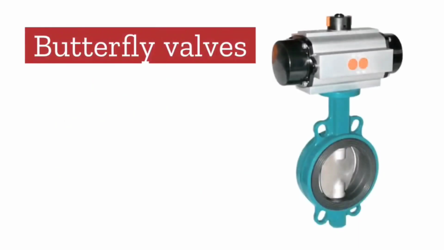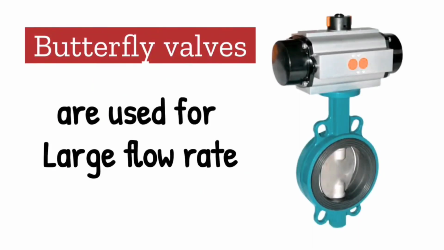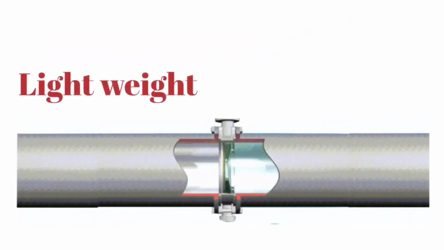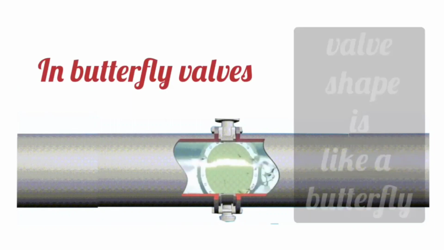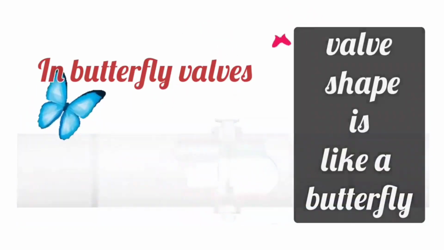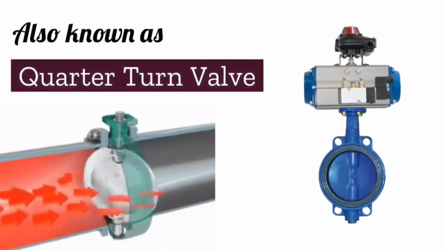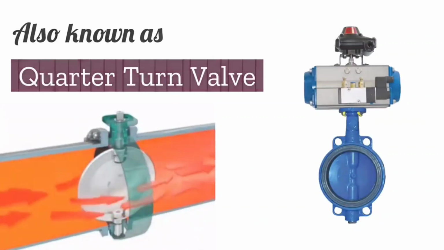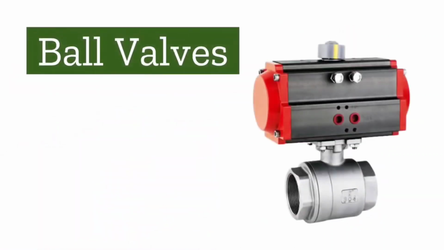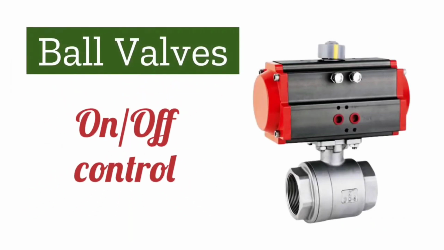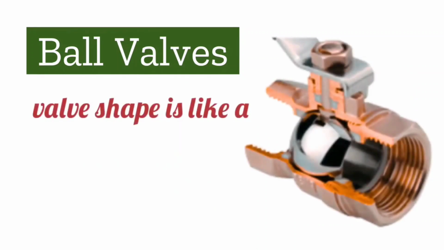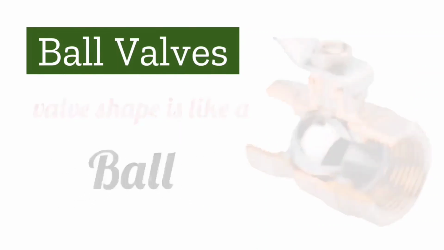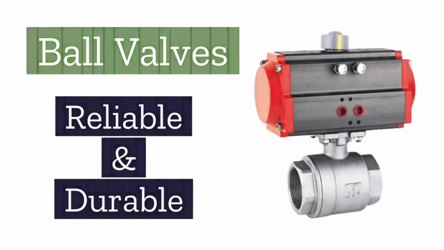Butterfly valves are used for large flow rates. They are designed in such a way that they are lightweight and easy to operate. In butterfly valves, the valve is like a butterfly. These valves are also called quarter-turn valves. Now, let's discuss ball valves. Ball valves are used for on-off control. In ball valves, the valve is in the shape of a ball. These valves are reliable and durable.